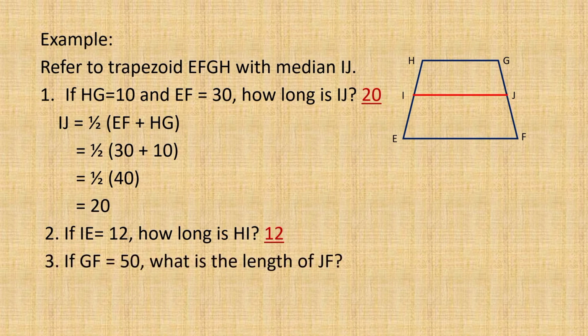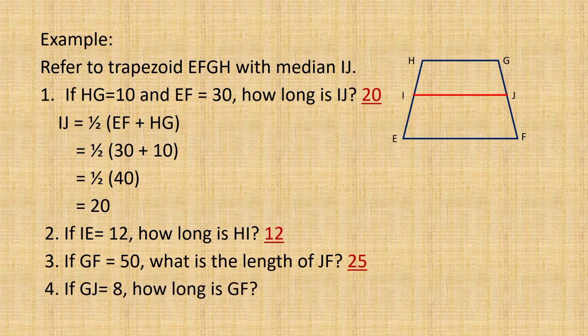Number 3. If GF is equal to 50, then what is the length of JF? JF is equal to 25 because point J here is the midpoint. So it divides GF into two congruent segments. So JF is 25 and JG is also equal to 25 because of the definition of midpoint.